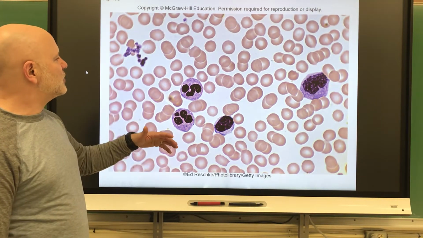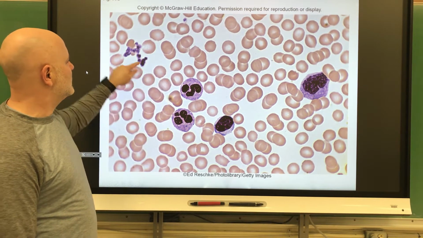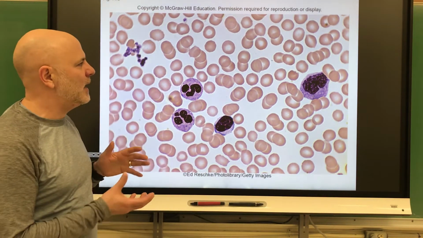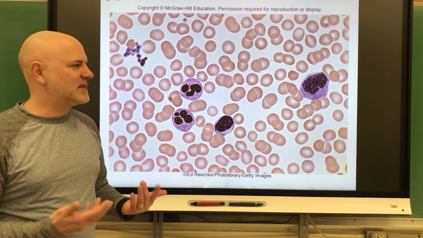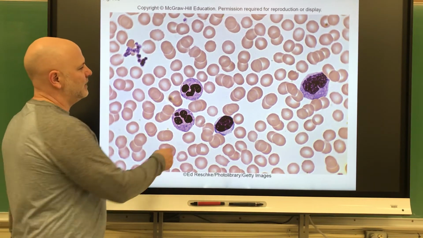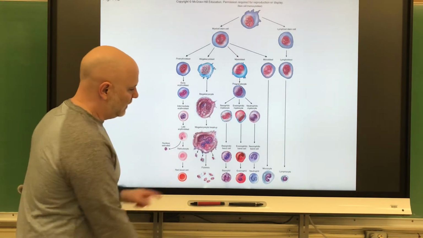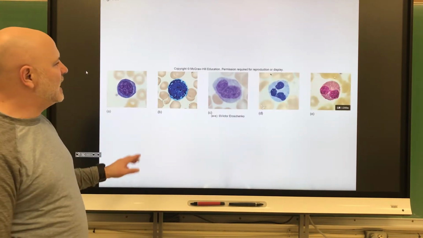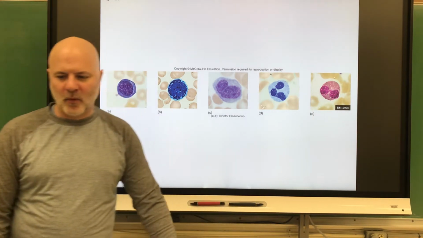So looking at this picture here, you can see a bunch of red blood cells. These are platelets here. These are white blood cells. Now I know on this picture they don't look white, but we've stained them so that we can see them. Otherwise, they're pretty hard to see. All right, so these are showing the 5 different kinds of white blood cells. We go to this next picture, it shows these a little bit more.